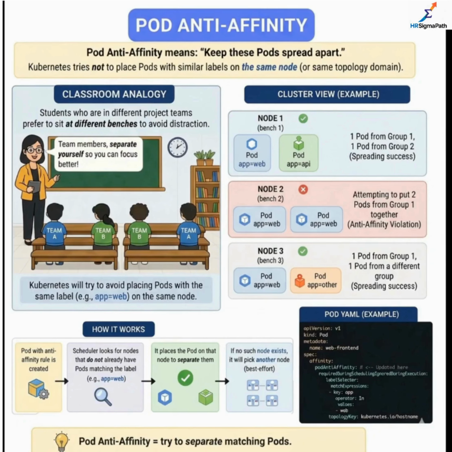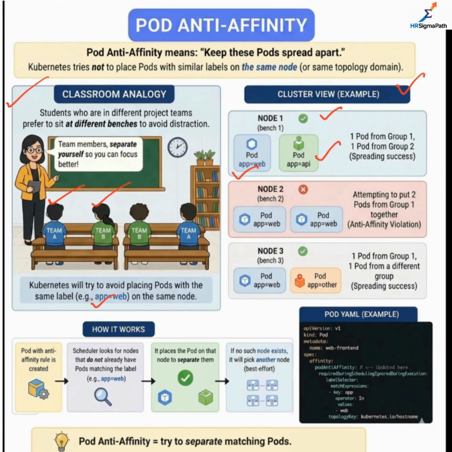Pod anti-affinity means keep these pods spread apart. In simple terms, Kubernetes tries not to place pods with similar labels on the same node or within the same topology domain. This helps prevent interference, and helps with redundancy and resource contention. It tells Kubernetes that if pods share the same label, like app equals web or app equals DB, then don't place them together on the same node. Spread them out across different benches or nodes to keep them independent.